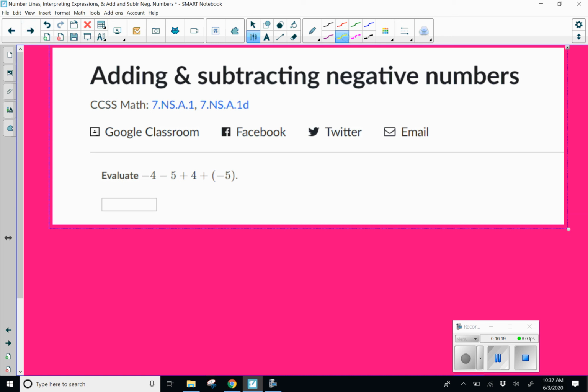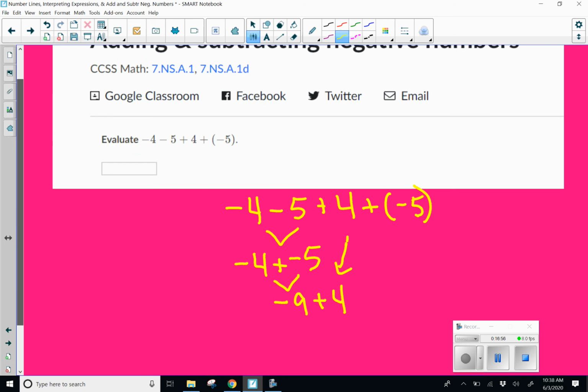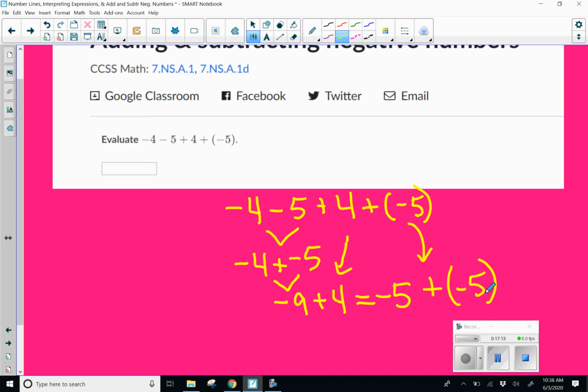Okay, again, we've got some subtraction, we've got some addition, so let's rewrite it. Negative 4 minus 5 plus 4 plus negative 5. Okay, so going left to right, I'm going to do keep, change, change. So that's going to be negative 4 plus negative 5, which gives me negative 9. And I'm going to bring this step down. That's plus 4. Different signs, so we subtract. Negative 9 plus 4, I'm going to subtract them. That's going to give me 5, and I have more negatives than positives. So that's negative 5. And then my last step is to bring this part down. Negative 5 plus negative 5. Those are same signs, so we're going to add and keep our sign. And that's going to give me my answer, which is negative 10.